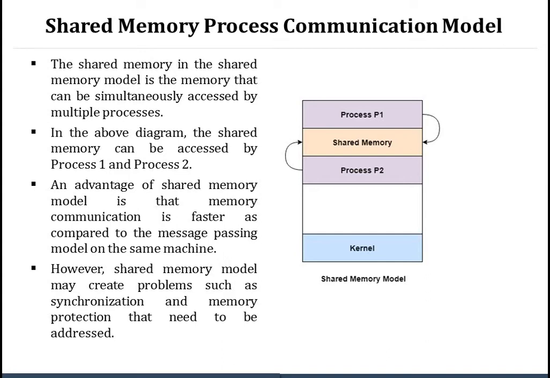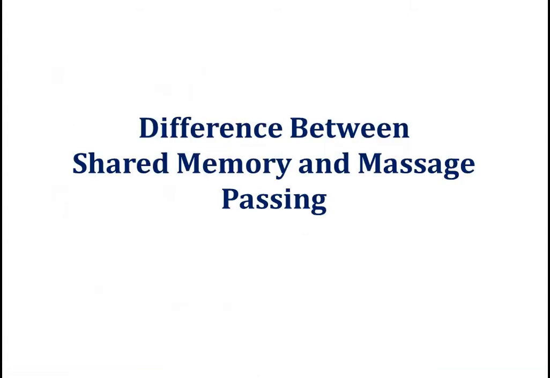Why memory protection? Because sometimes it may be possible that one process illegally accesses the memory location of another process. Okay, because there are multiple processes sharing and executing simultaneously.